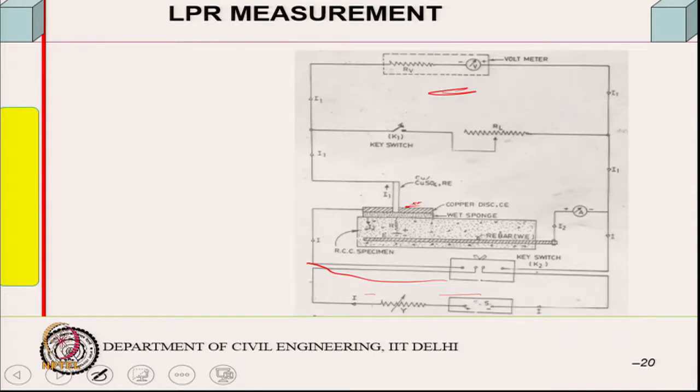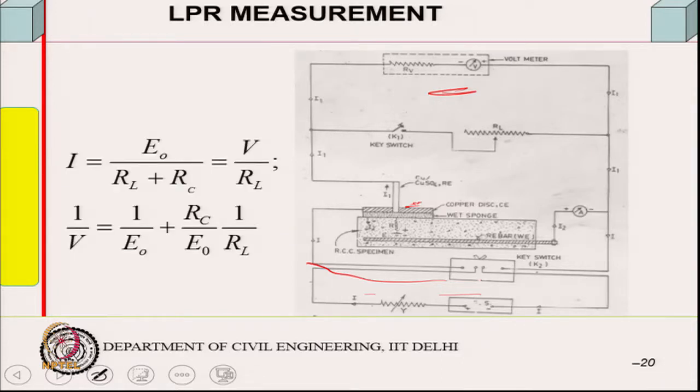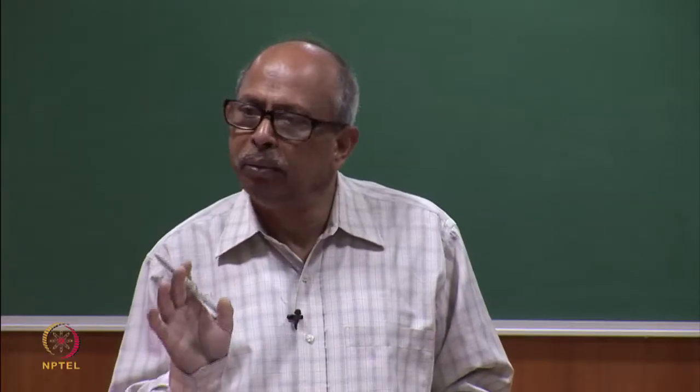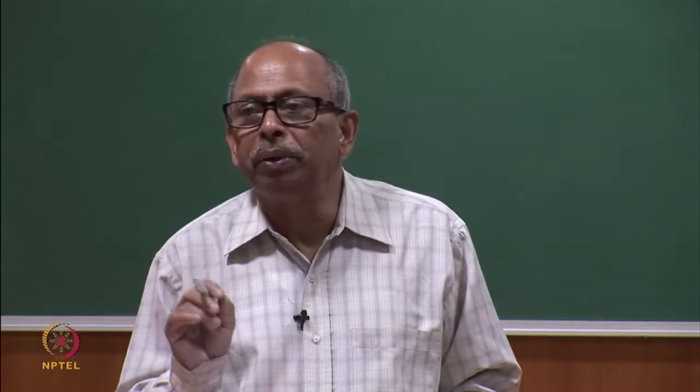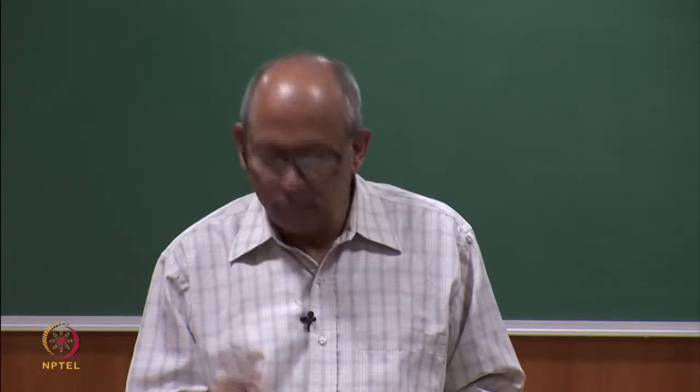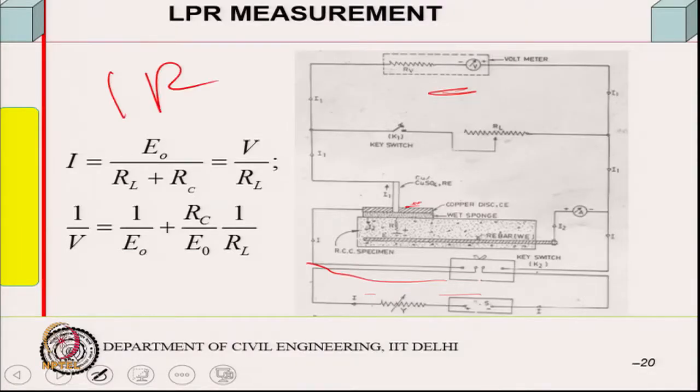One can eliminate this IR drop; there are some ways algebraically, as shown here, but I will not go into that. Modern instruments can do that. The modern instrument will give you the value, and from that you can also find out the resistivity of concrete, because you find out the IR drop.